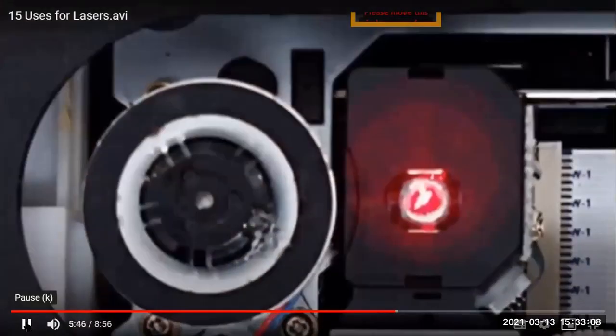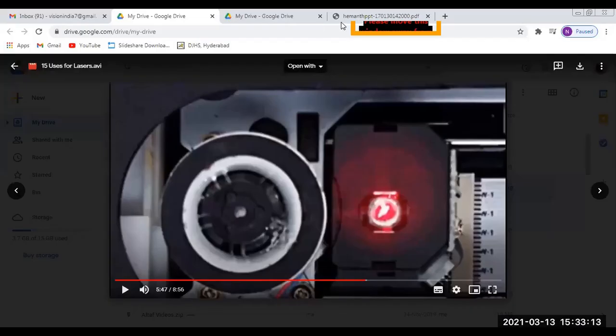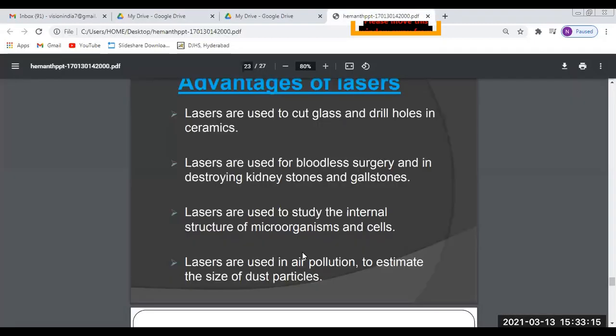Use number 10 is in... Yes, now you can just see that there are numerous applications of the lasers.